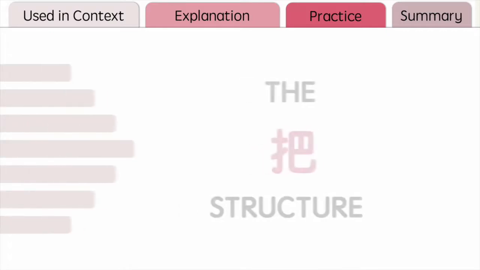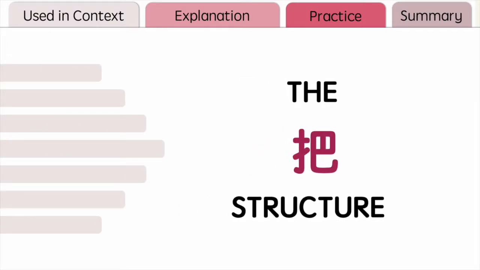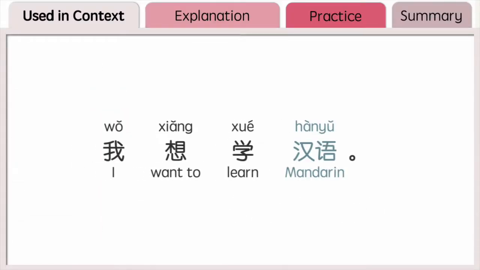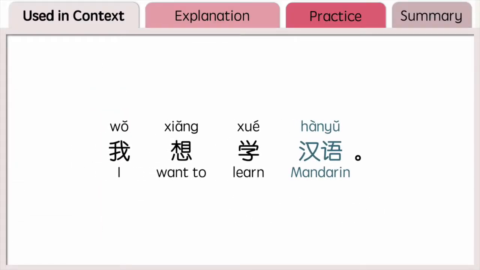In this video, we'll take a look at a very common structure in Mandarin Chinese called the ba structure. Let's first see how it's used in context, and later I'll explain in more detail.